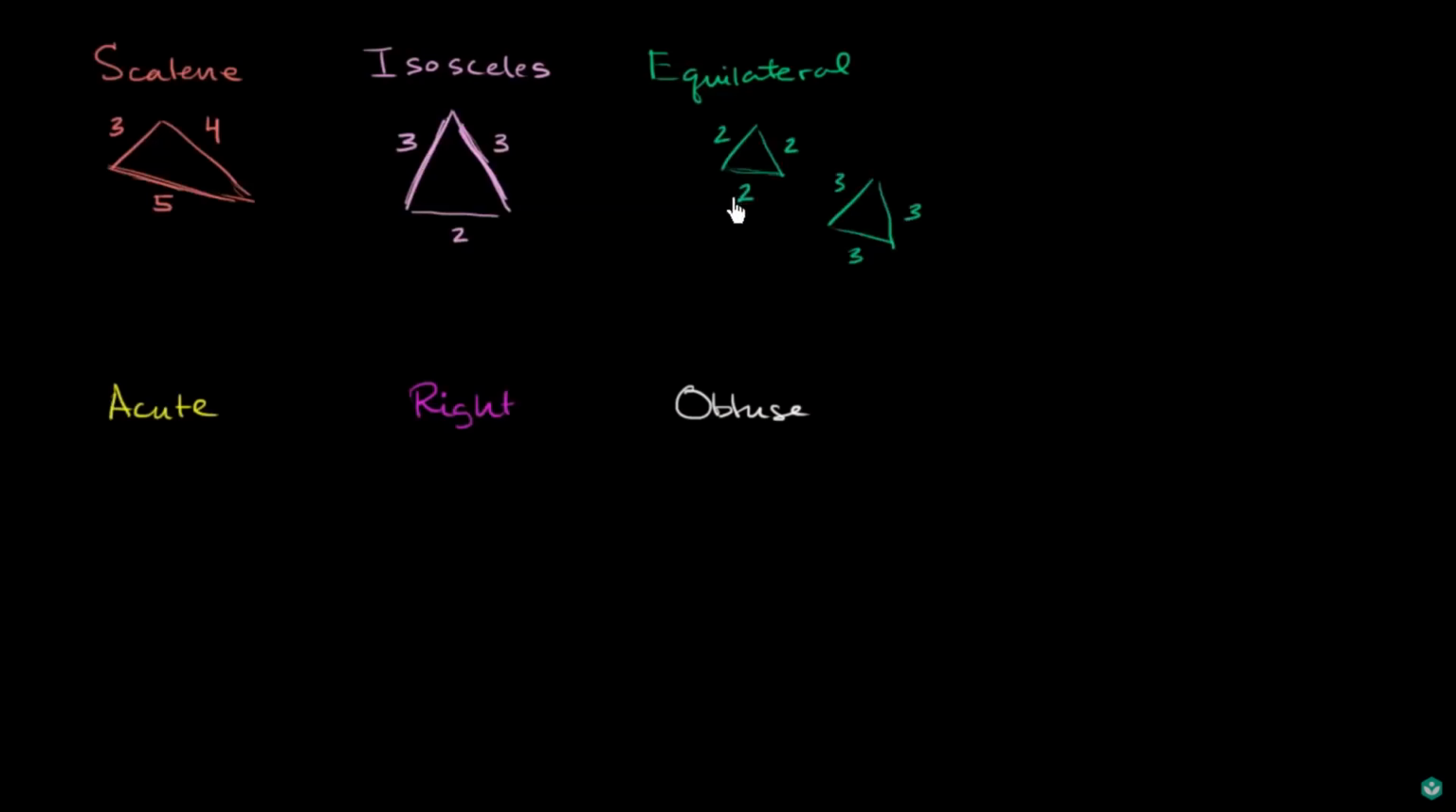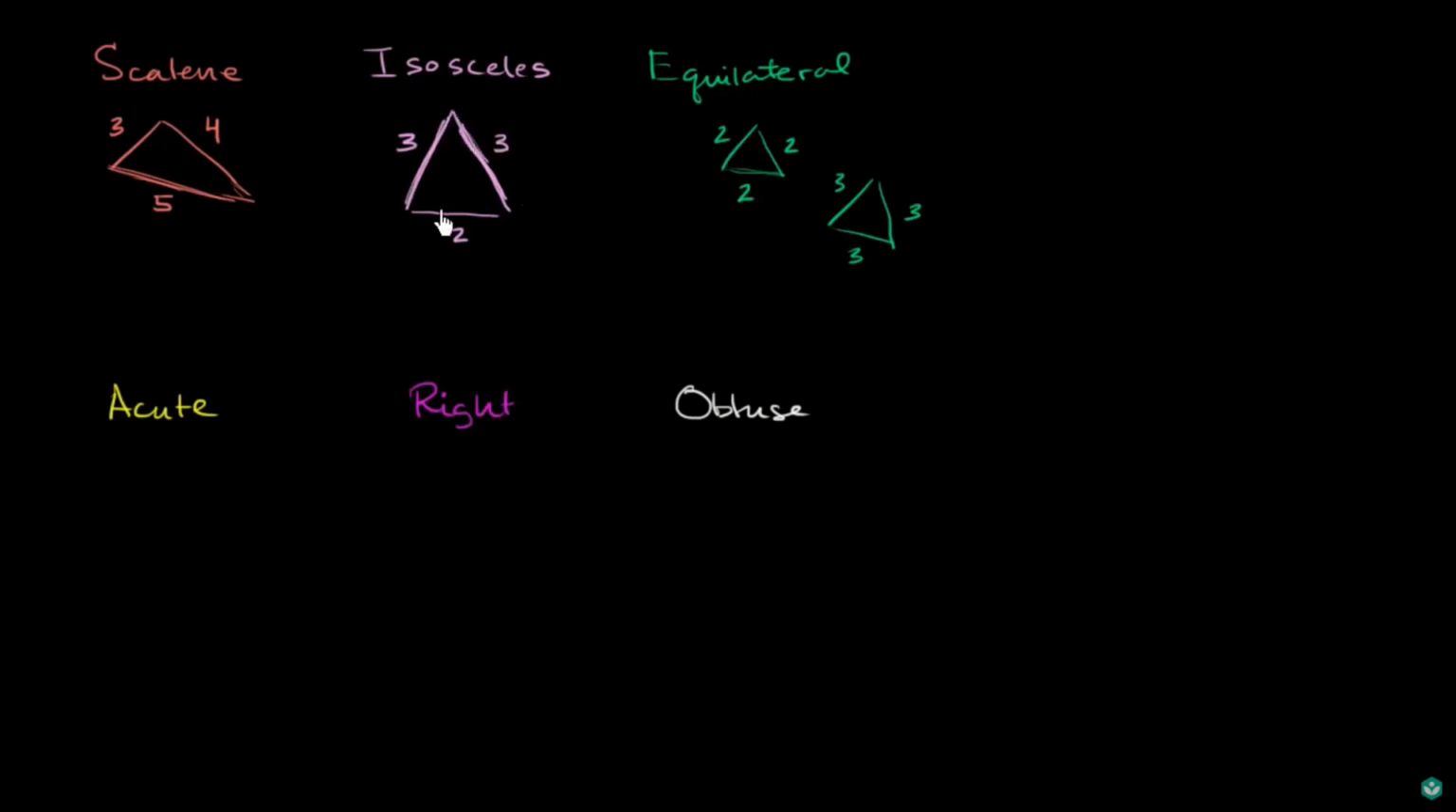Now you might say, well, Sal, didn't you just say that an isosceles triangle is a triangle that has at least 2 sides being equal? Wouldn't an equilateral triangle be a special case of an isosceles triangle? And I would say, yes, you are absolutely right. An equilateral triangle has all 3 sides equal, so it meets the constraints for an isosceles. So by that definition, all equilateral triangles are also isosceles triangles, but not all isosceles triangles are equilateral.